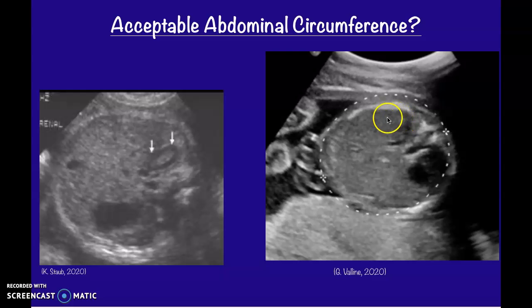On this image, I actually took this image, and this would not be an acceptable abdominal circumference image. We don't see the stomach, we don't see the umbilical portal vein. This could possibly be kidneys coming in, it's not too clear. We see the spine, and we see those ribs, but this is not accurate. We do not see our landmarks that we need.